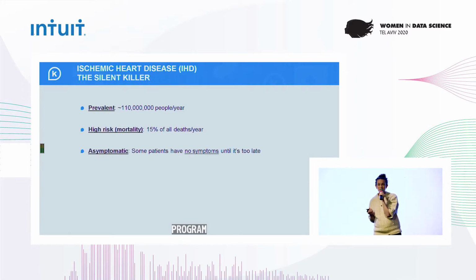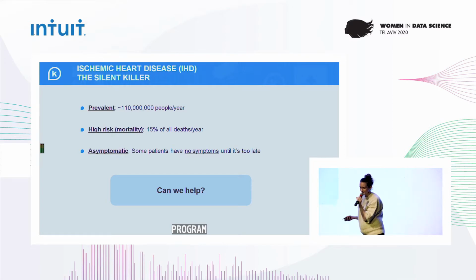It's very interesting diagnostic-wise because it can be asymptomatic, meaning that some of the patients don't have any symptoms before the heart attack actually occurs. So what can we do about it? How can we actually help?